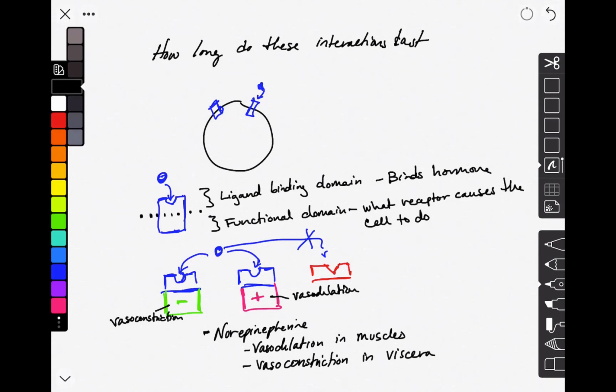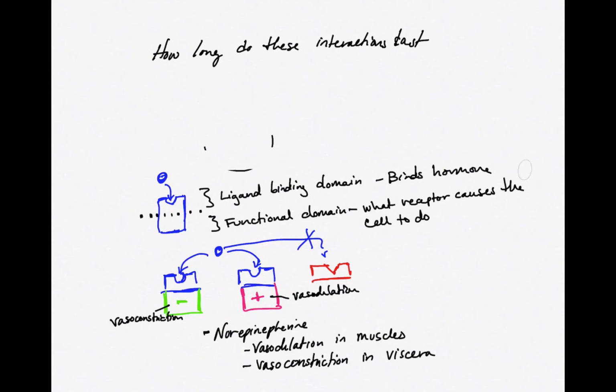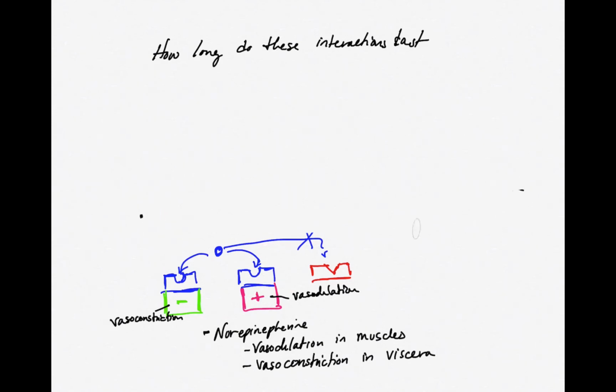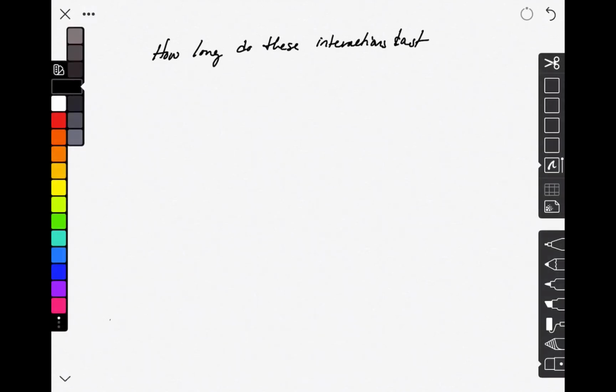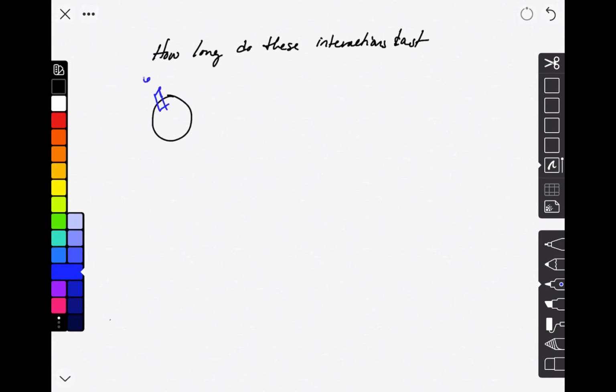Now, once our receptor has bound this hormone, this functional domain is going to remain in, it basically changes shape, and it changes to an active shape, and it's going to remain like that until something happens to shut it off. What are these things that happen to shut it off?